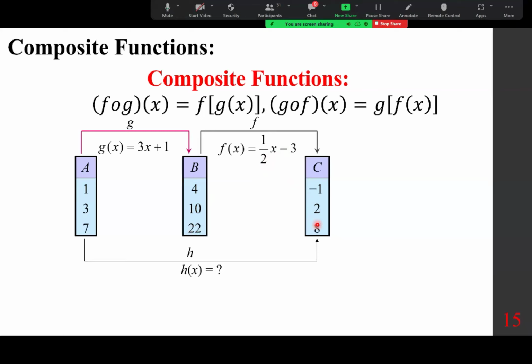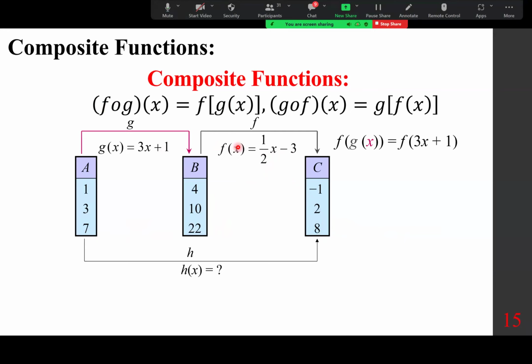Now, what if we want to go directly from A to C? We don't want the middleman, in essence, the middle function. We go through this process: f of g of x, so f of 3x plus 1.